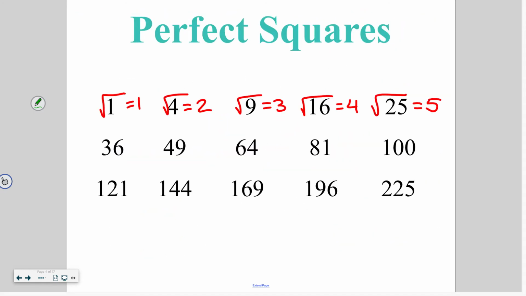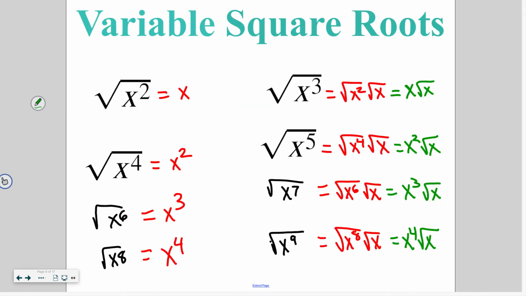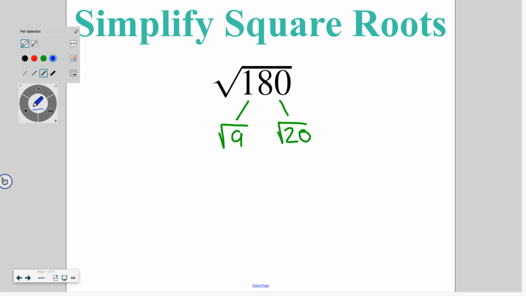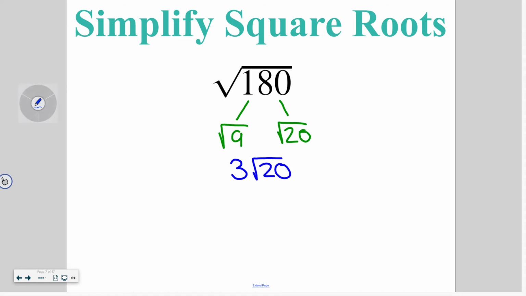Now when we're talking about simplifying, say the square root of 180, we're looking for things that can multiply to 180. What's important here is we want to use this list. So we're looking for numbers on this list that can divide 180. So for example, I know that 180 can be divided by 9. So I'm going to split this into the square root of 9 and the square root of 20. Now I can solve the square root of 9, which is going to give me 3. I cannot solve the square root of 20, so that's going to stay underneath the square root.